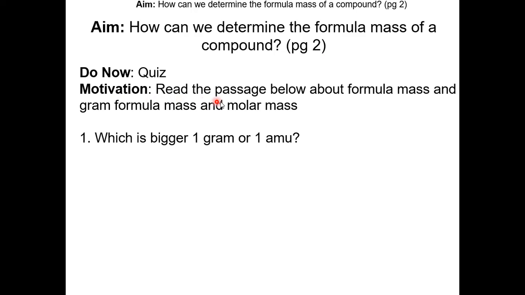Motivation: take a moment to read the passage below about formula mass, gram formula mass, and molar mass. Once you read it, answer this question. Which is bigger, 1 gram or 1 AMU? So they're both units of mass, but 1 gram is much bigger than 1 AMU. If you recall, AMU stands for atomic mass unit and is used for small things like atoms.